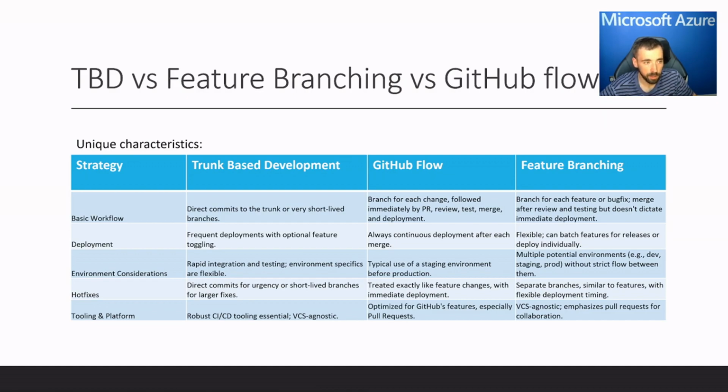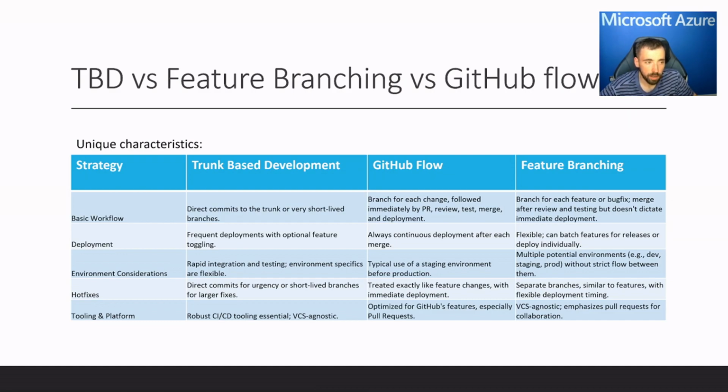Then deployment. Trunk-based development: frequent deployments with optional feature toggling. GitHub flow: always continuous deployment after every merge. Feature branching: flexible, can batch features for releases or deploy individually. Environment considerations: for trunk-based development, we've got rapid integration and testing. Environment specifics are flexible. GitHub flow: typical use of a staged environment before production. And with feature branching, multiple potential environments, dev, staging, prod, without a strict flow between them.